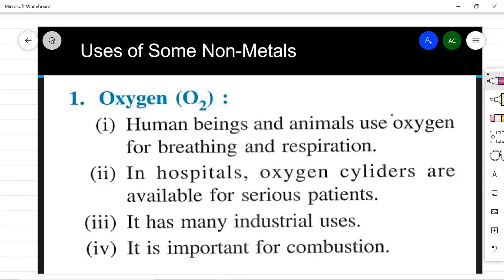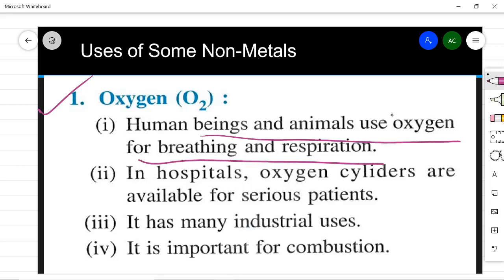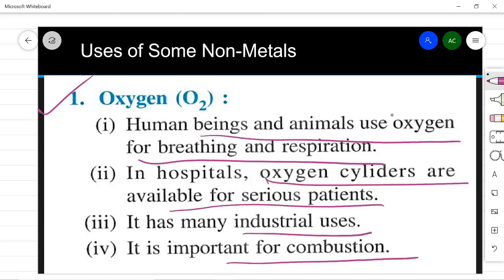Now let's start uses of some non-metals. First we will take oxygen. Oxygen एक ऐसा non-metal है जो कि हमारी life के लिए बहुत important है, because human beings and animals use oxygen for breathing and respiration. We cannot live without oxygen. In hospital, oxygen cylinders are available for serious patients. It has many industrial uses and it is important for combustion. कुछ भी जलेगा नहीं, burn नहीं करेगा अगर oxygen नहीं होगी, so it helps in burning. Burning और combustion एक ही बात है.